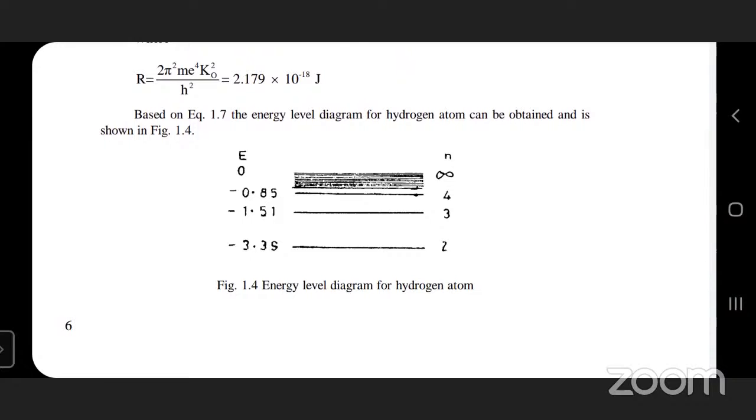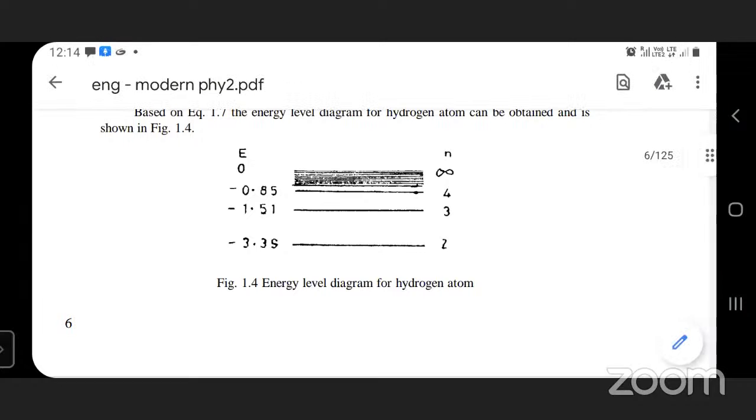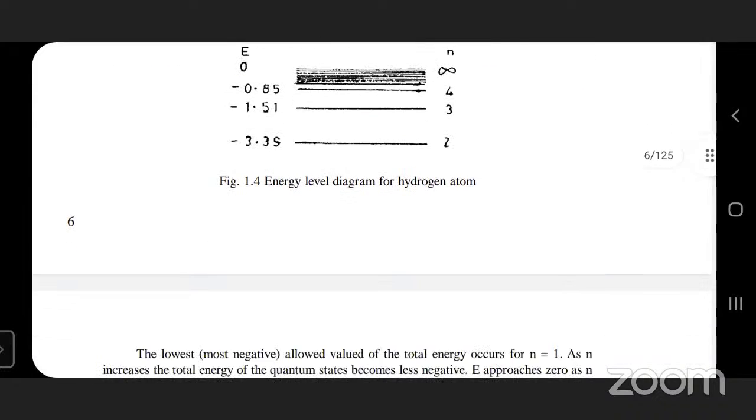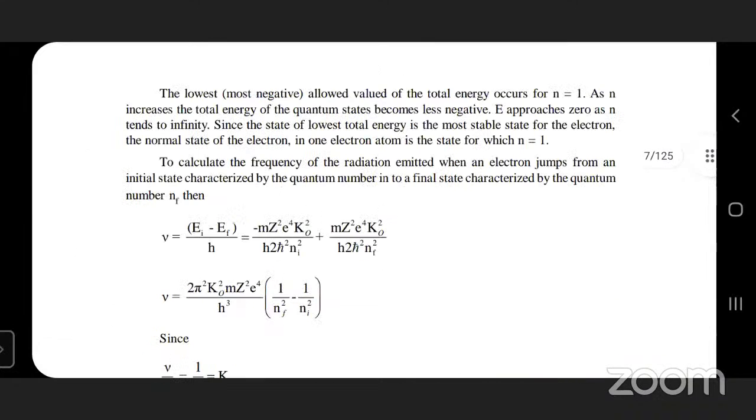Note that as the n value increases from the ground state, the energy also varies. You can easily observe that. So this must be a very, very important equation.